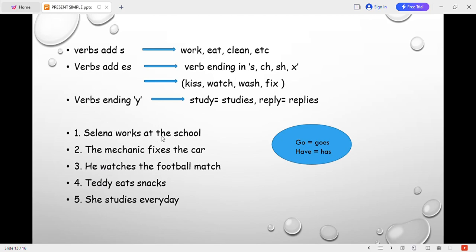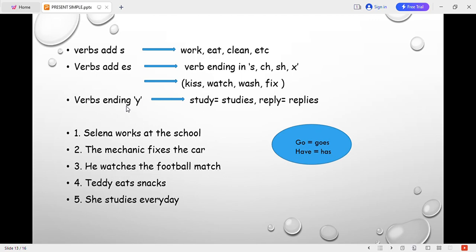Selena works at the school. The mechanic fixes the car. He watches the football match. Okay, watch. The end of the word is ch, so you have to put es at the end of the word. He watches the football match.